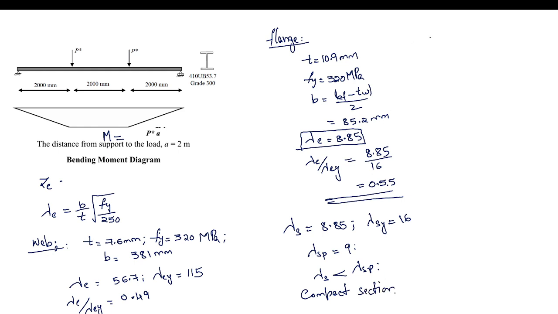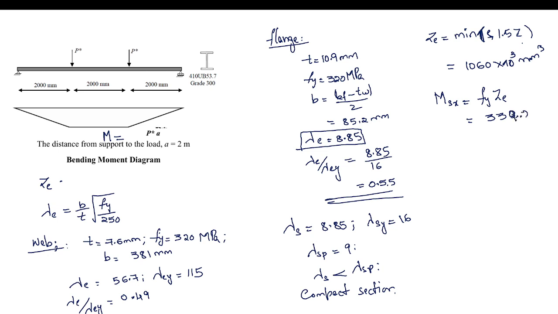Okay. Now we need to find out Ze. So Ze is nothing but we can take the minimum of S and 1.5 times Z, which is nothing but 1060, which is also taken from the data sheet. When we substitute this, then MSX will be equal to fy Ze, which gives me 339.2 kilonewton meter.